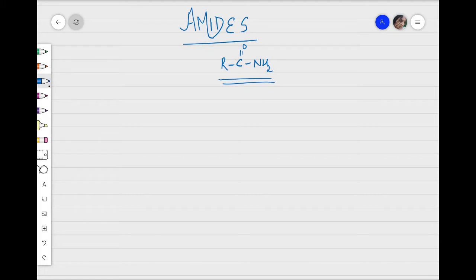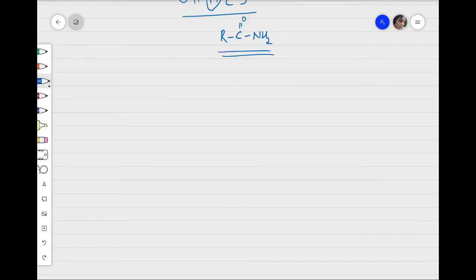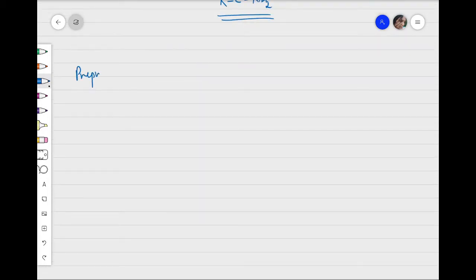Now let's go quickly into its preparation. So I have three methods of preparation lined up. The first one is by ammonolysis of your acid derivatives. This we have discussed and it follows the typical nucleophilic acyl substitution reactions.